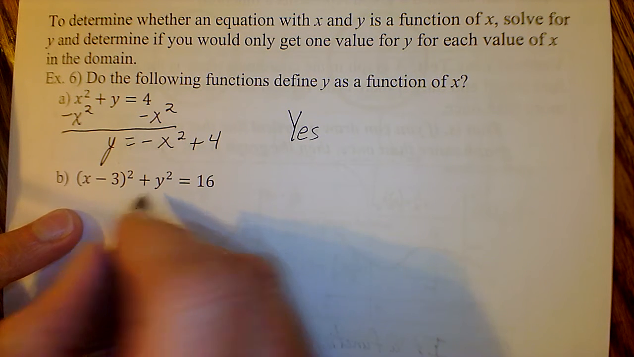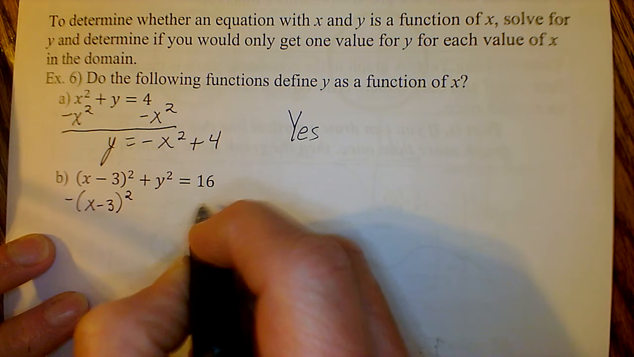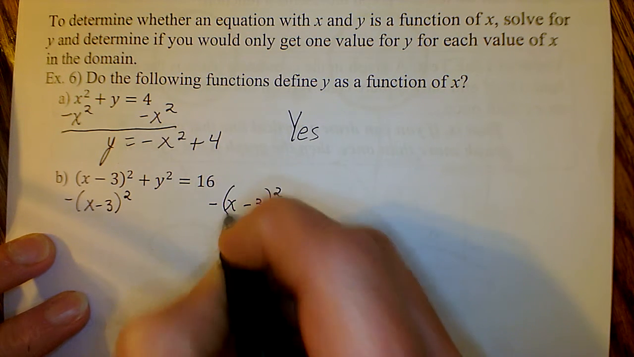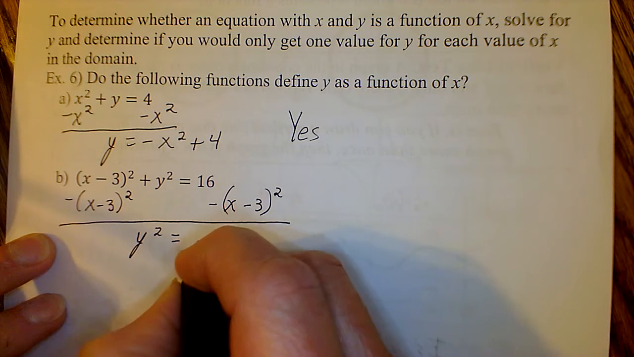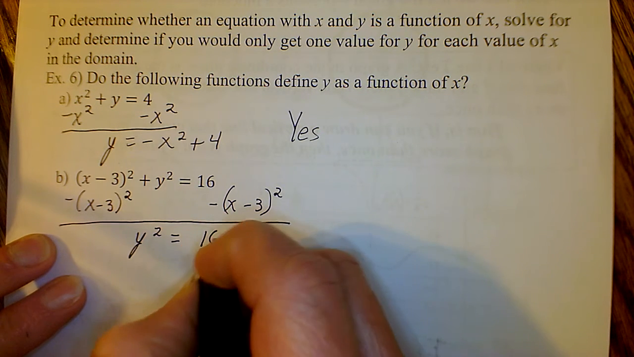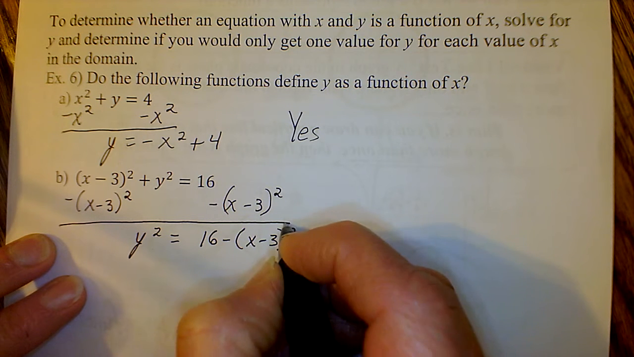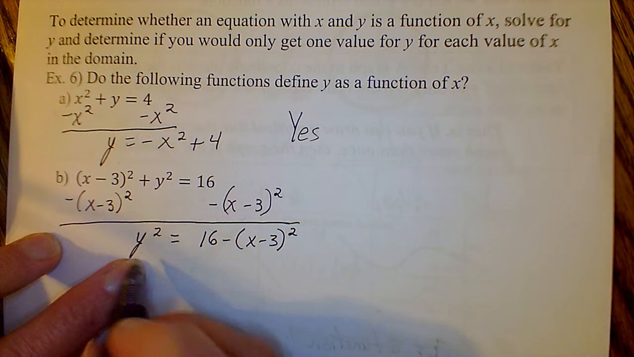Let's try b and see what happens. Let's see, we've got to get y by itself. So we'll start out by subtracting x minus 3 squared, in parentheses, from both sides of the equation. And so that's going to give us y squared is equal to 16 minus the quantity x minus 3 squared. And so now we don't have y by itself yet. We need to take the square root of both sides.